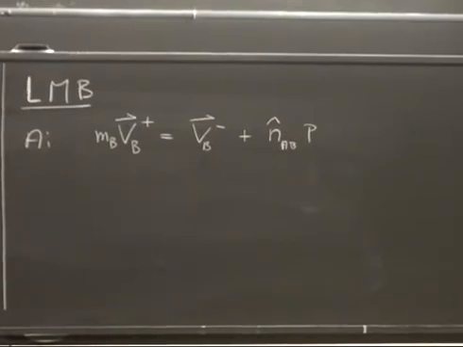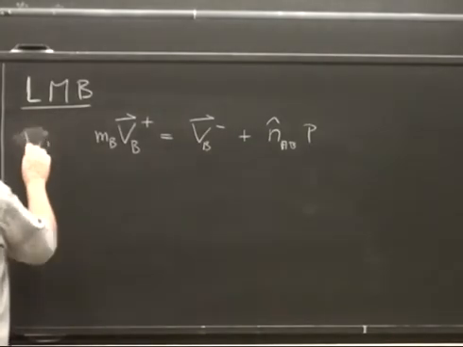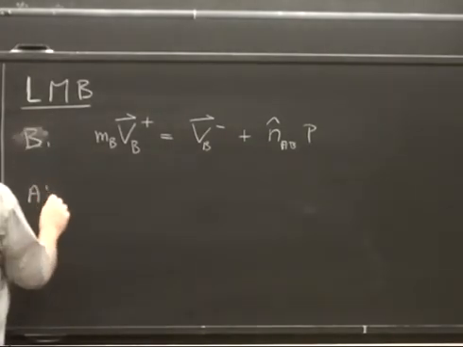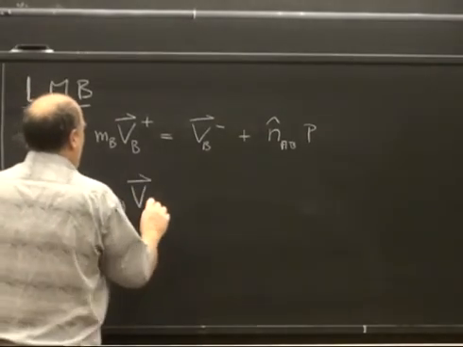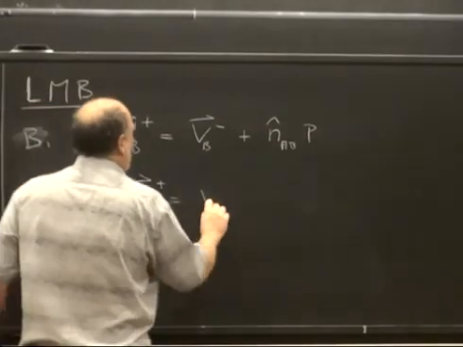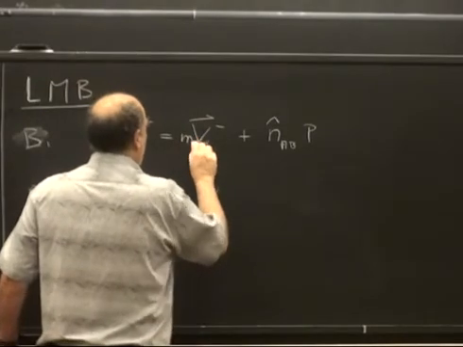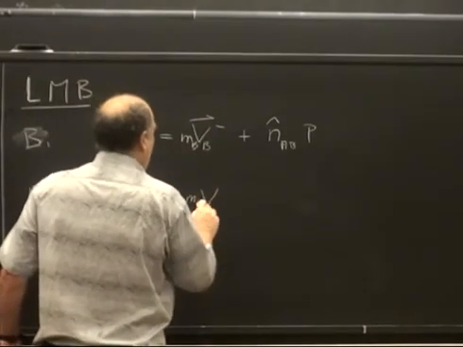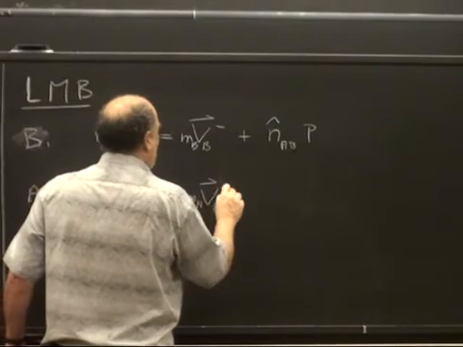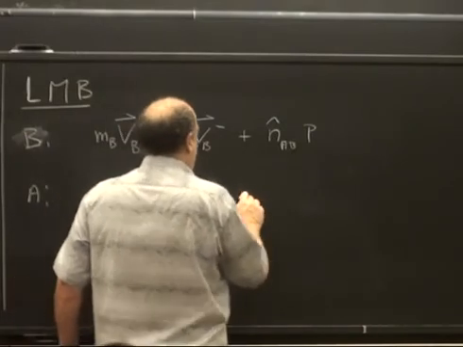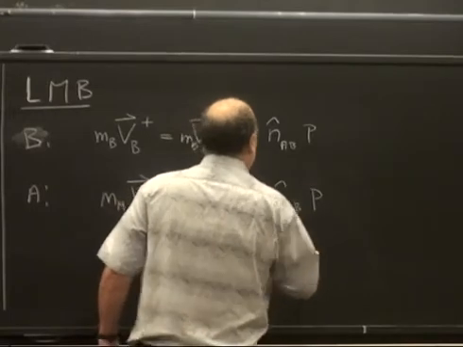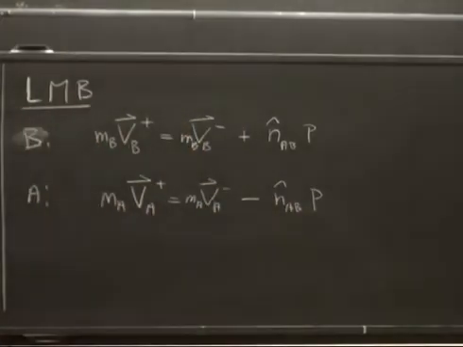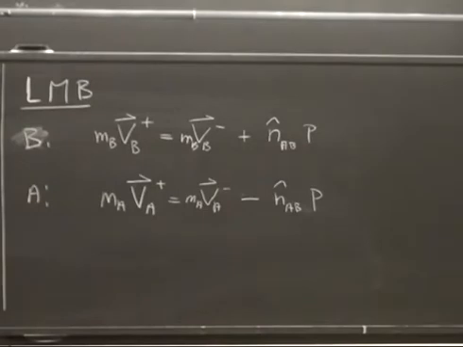For block B, okay, that was block B. For block A, I have the same thing. ma times the velocity of A plus is equal to ma times the velocity of A minus, minus n hat AB times this scalar P. Okay, now copy it down and ask questions. Or tell me mistakes I made.